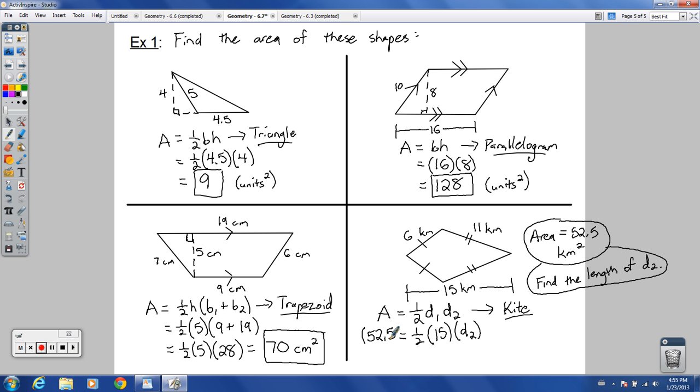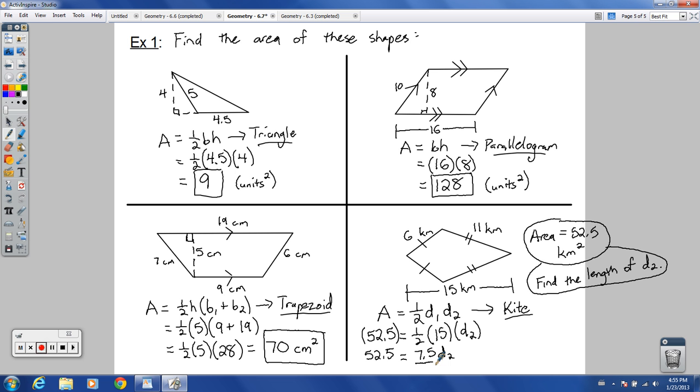And so I'll use parentheses there. I don't have to, but I'll use them because that was plugging in what A was there. So I usually use parentheses when I plug stuff in. Now what's 1/2 times 15? This is going to be 7.5. I'm going to use a decimal for that. 7.5 times d2. So 7.5 d2 would be 52.5.